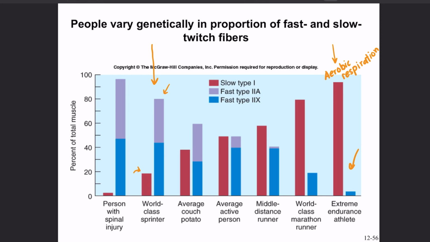Somebody in the middle, who maybe doesn't work out so much or maybe just sits on the couch a lot, is just 50-50. With physical training, though, you can change your fiber types, where the type 2X fast glycolytic fibers can actually be changed to be type 2A, like fast oxidative glycolytic fibers.